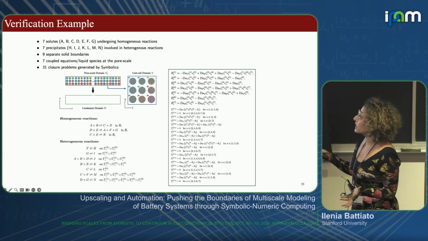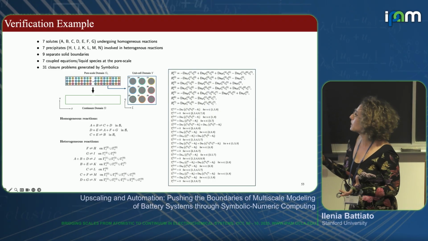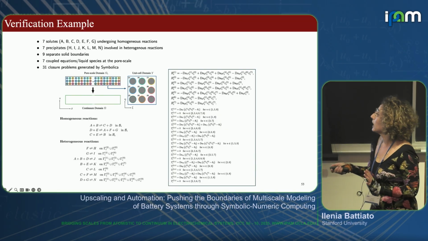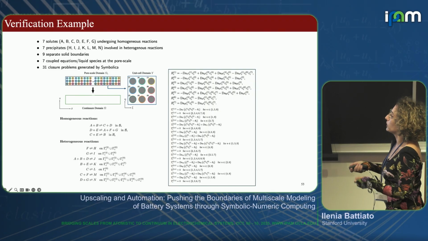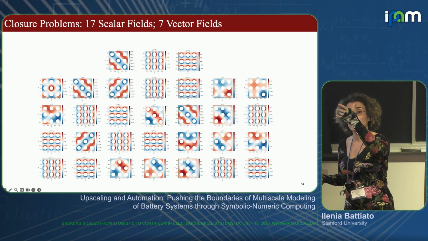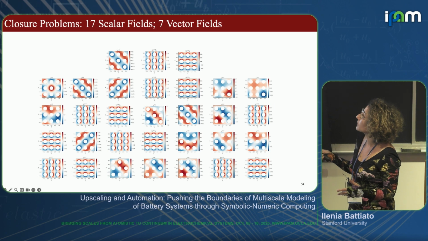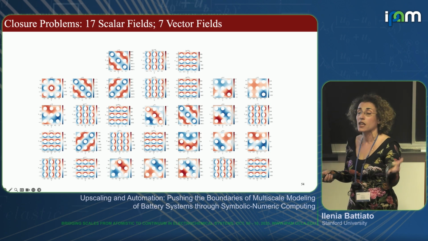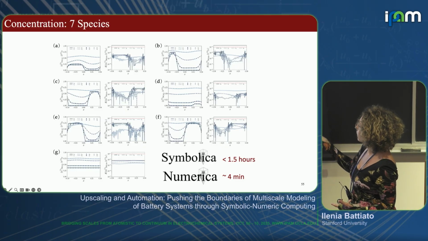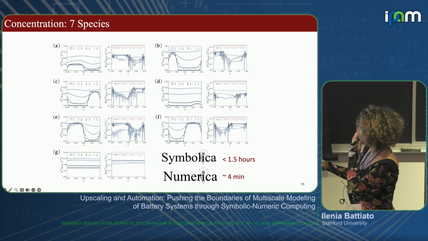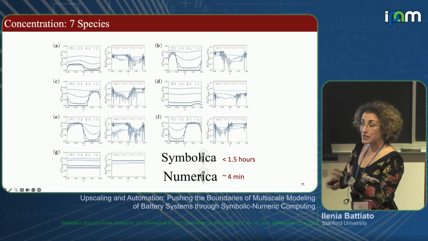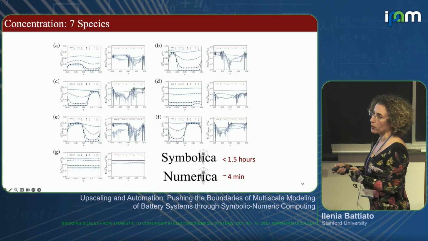So we wanted to do a verification example that is now just a reactive transport, because we wanted to have a lot of different reactions, just a ginormous mess, which we knew we couldn't do by hand or by coding it in numerically. So what we did was feed it into Symbolica, get the upscaled equations, and get the closure problems. There are 17 scalar fields and 7 vector fields. Do it numerically, and then again, we look at the error for the species, and we are all good. Symbolica actually took quite some time to get that, so I don't know why. Numerica produced the code in 4 minutes. So we can still really speed up this process a lot.